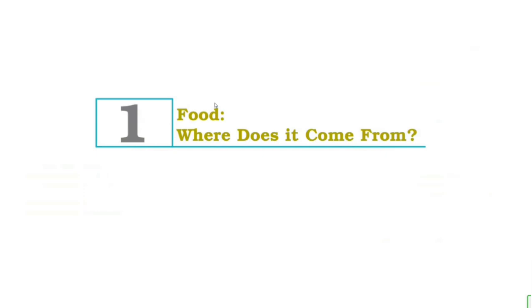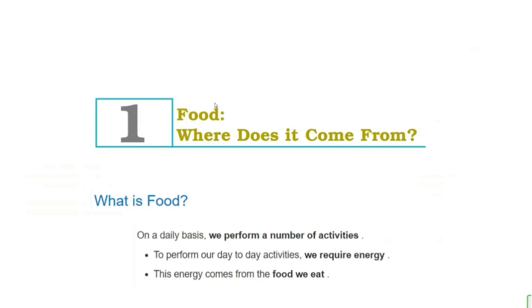Today we are going to learn about food and where it comes from. First of all, let's understand what food is. We all do different kinds of activities on a day-to-day basis, like walking, talking, swimming, running, etc. To perform our day-to-day activities, what we require is energy. And where do we get this energy from? We get the energy to do these activities from the food we eat.